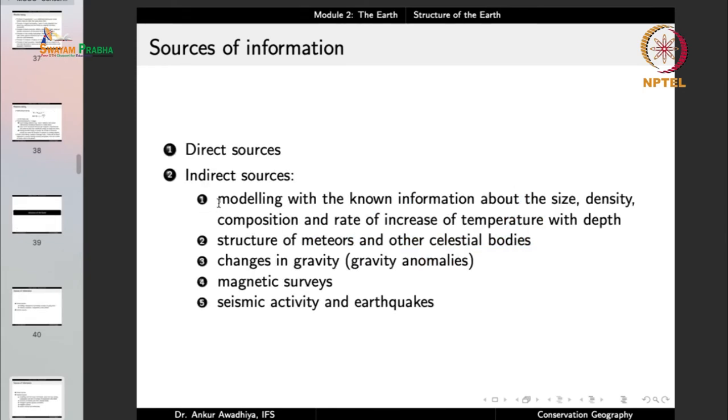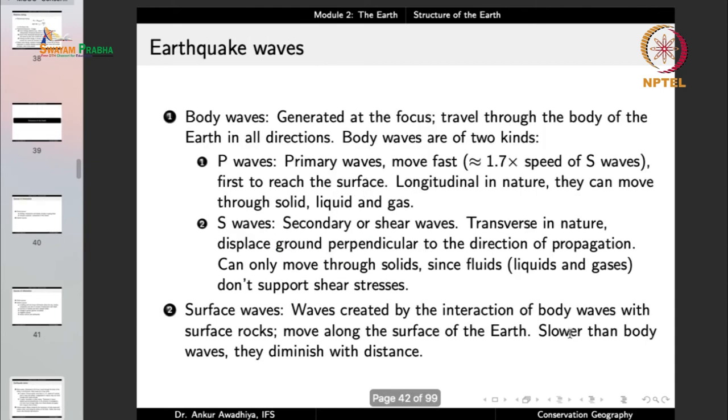Or we can have indirect sources such as modeling or structures of meteors and other celestial bodies that were formed in a similar time period as the Earth. We can look at changes in gravity or gravity anomalies. We can have magnetic surveys, or we can look at seismic activity and earthquakes. Now, in the case of the indirect information, one of the most important pieces is given by the earthquake waves.